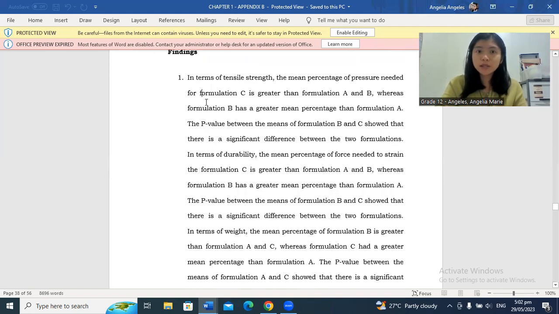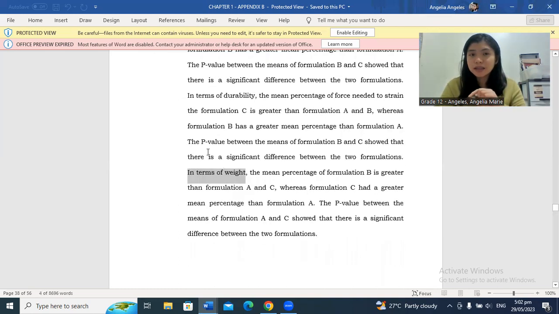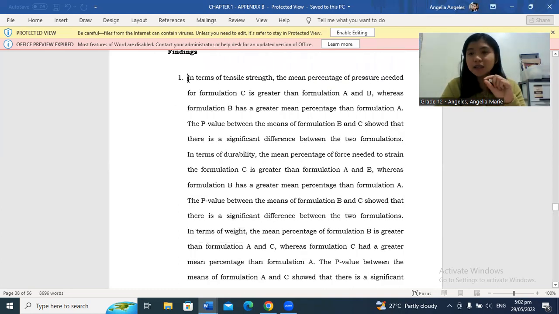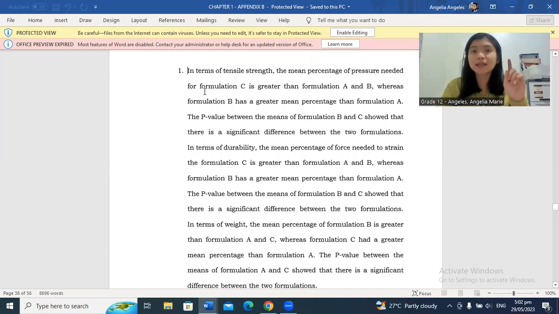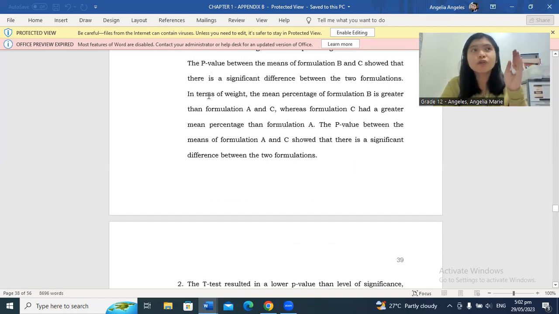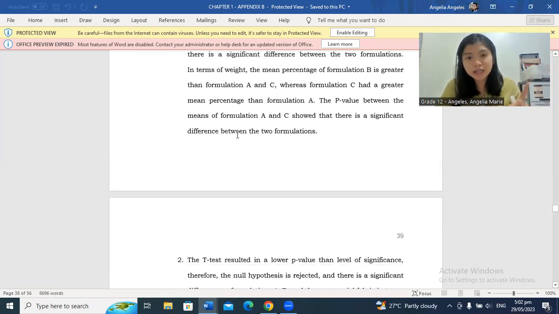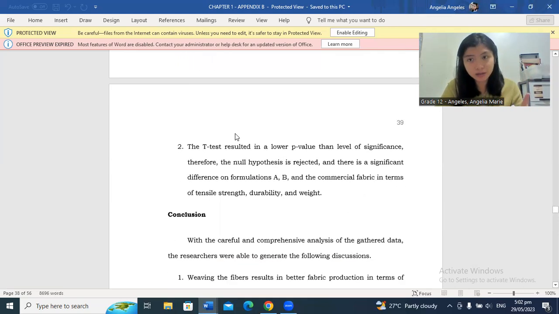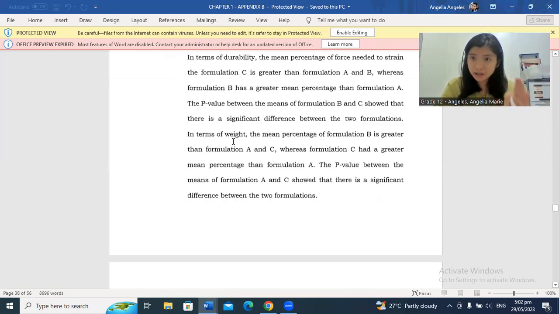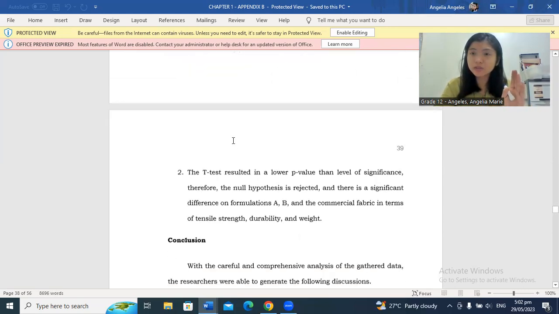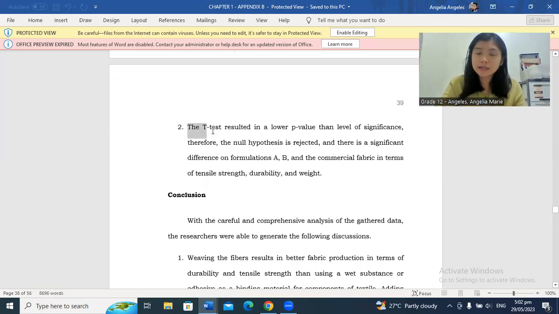Okay? So dito, meron tayong tatlong category, di ba? So meron din akong nilagay na category dyan. In terms of durability, tensile strength, and in terms of weight. So this finding na, this number one finding na, that is already the finding for statement of the problem number one. Okay? So nasagot na dyan ang statement of the problem number one. Okay, so for the statement of the problem number two, nasasagot siya dito.